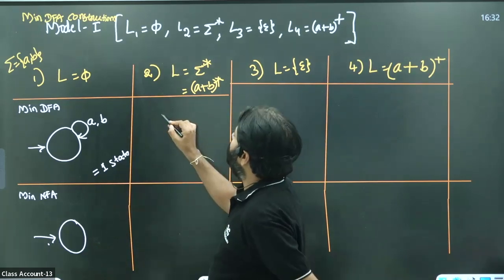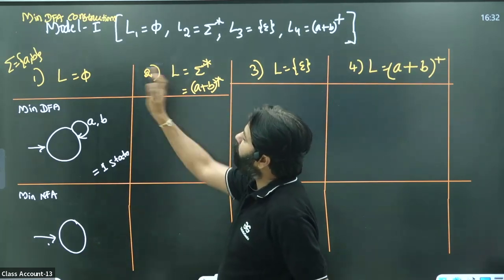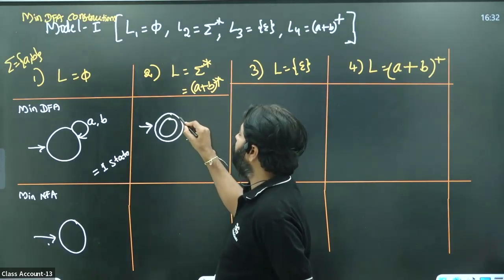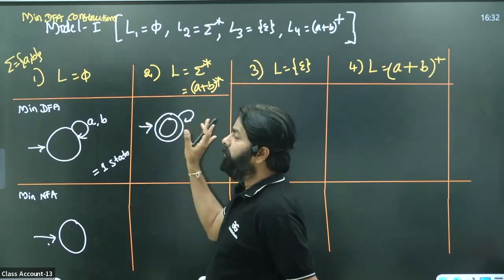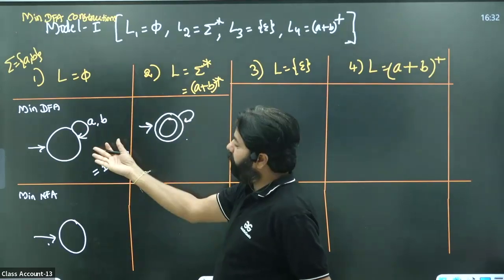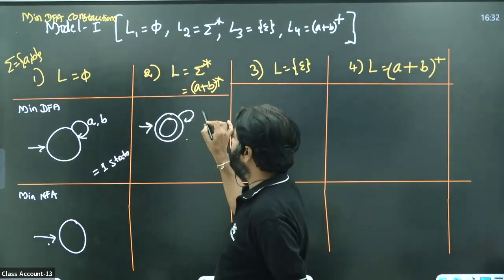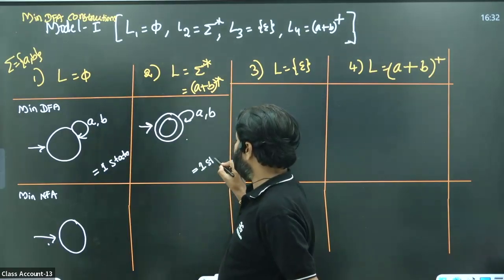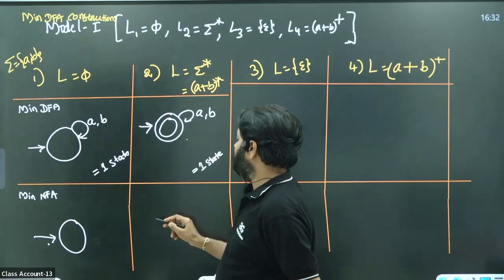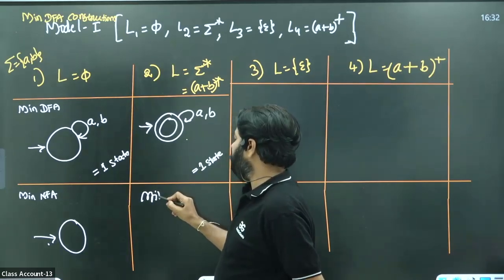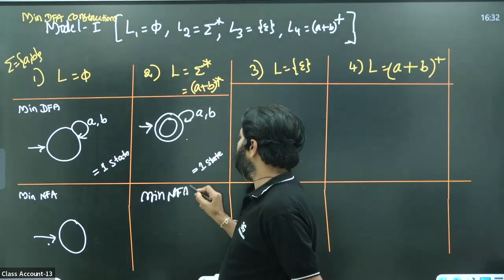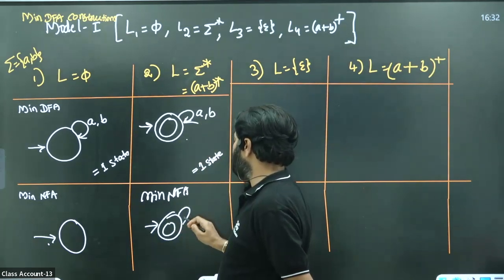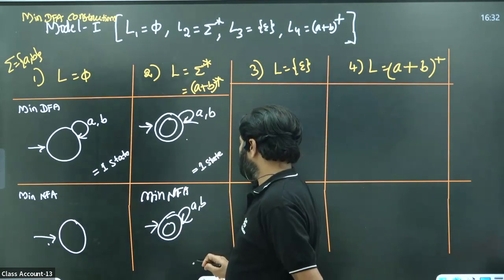Now sigma star, see these two are complement to each other. And what logic will you apply? You will just make non-final as final, final as non-final. So there is no final here, so every non-final becomes final. It is also equal to one state. And the minimum NFA when you design should be designed the same way. There is no other way to accept sigma star. It is also equal to one state.